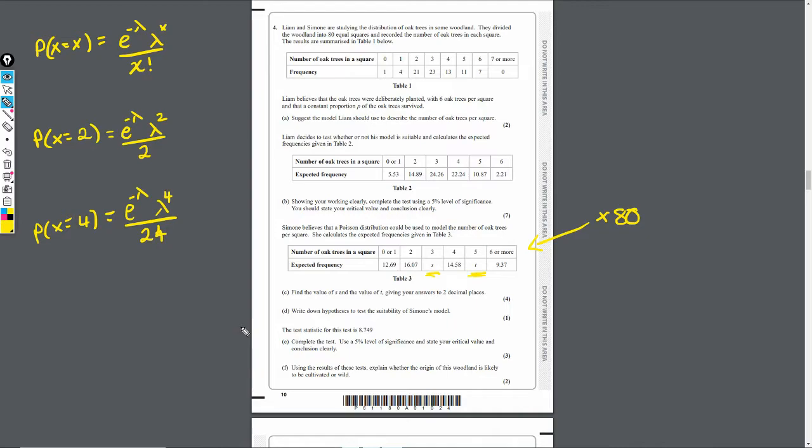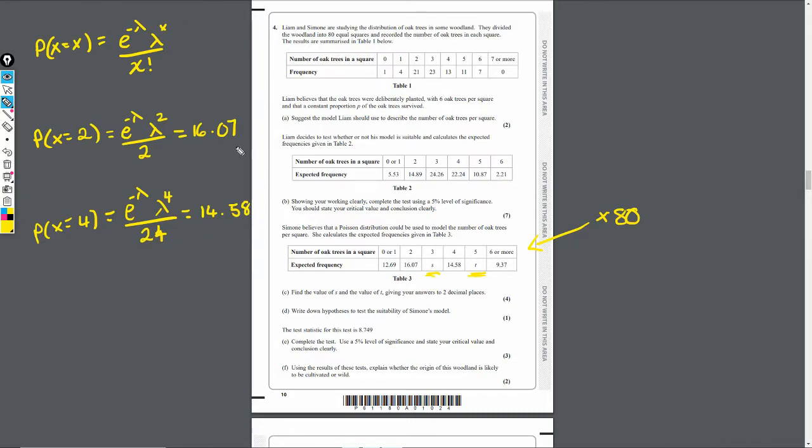Now I need to work out a value for these. Well, we know this is equal to 16.07, using the data we've got here. This one's equal to 14.58. So we can use this now to work out our probabilities for 3 and 5 once we've got a value for lambda. So what I'm going to do now is divide both of these.